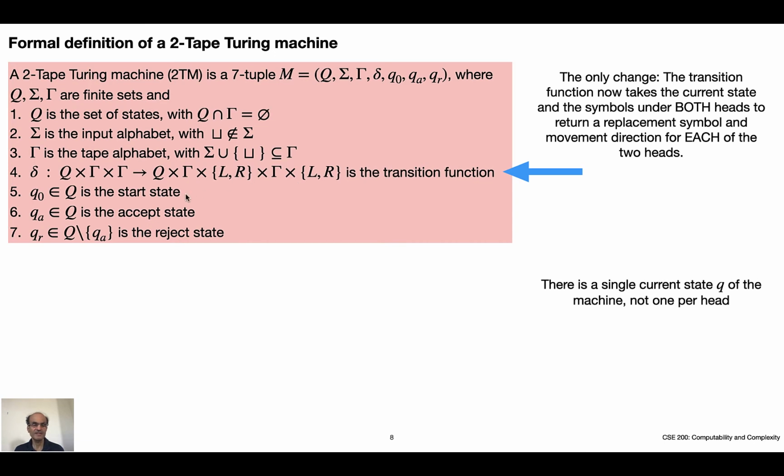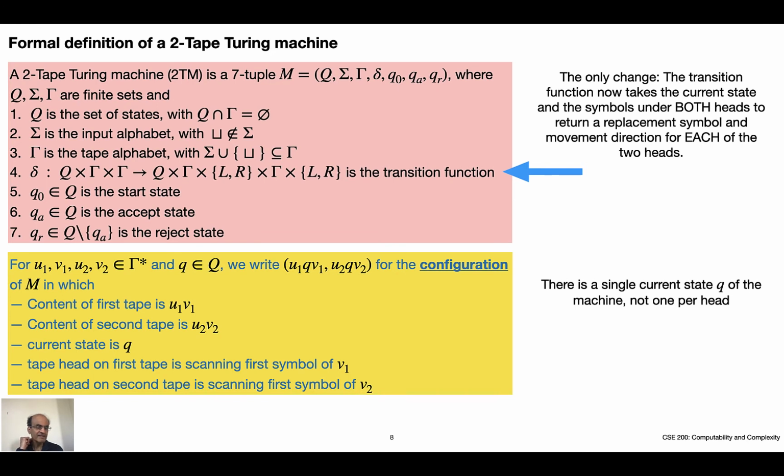Then as usual, there's a start state and an accept state and a reject state. The reject and accept states have to be distinct. All the states belong to the set of states Q, so the size of this set has to be at least 2. Again, I'll just emphasize that there isn't a state per tape. There's one state for the machine.